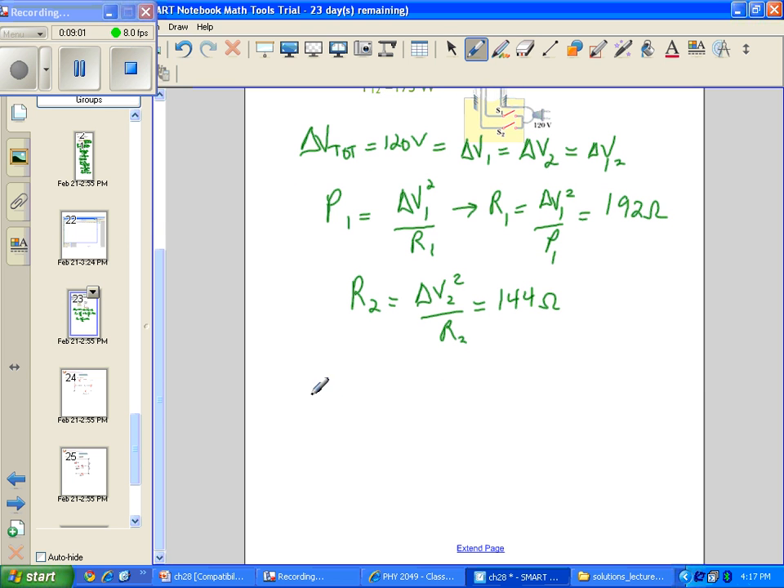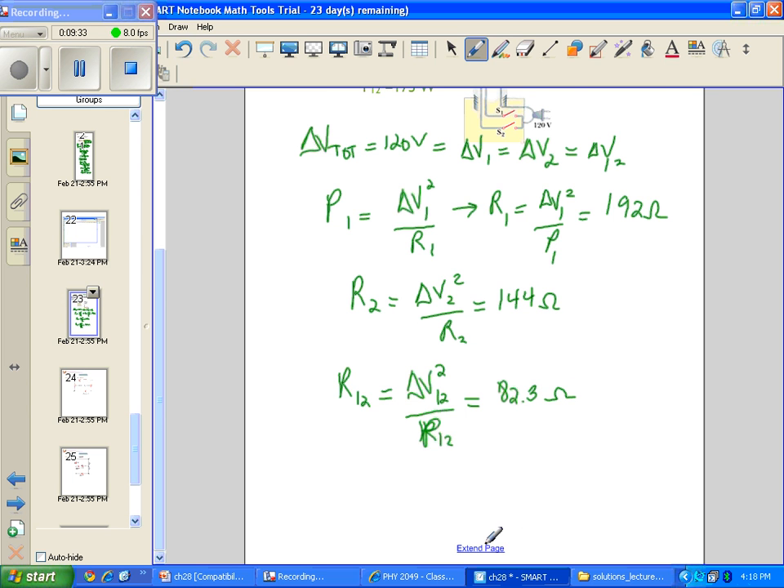Well, how about R12? R12, which we can obtain as delta V12 squared over P12, which is 175 watts, gives us a value of 82.3. Is that correct? Ohms, yes.